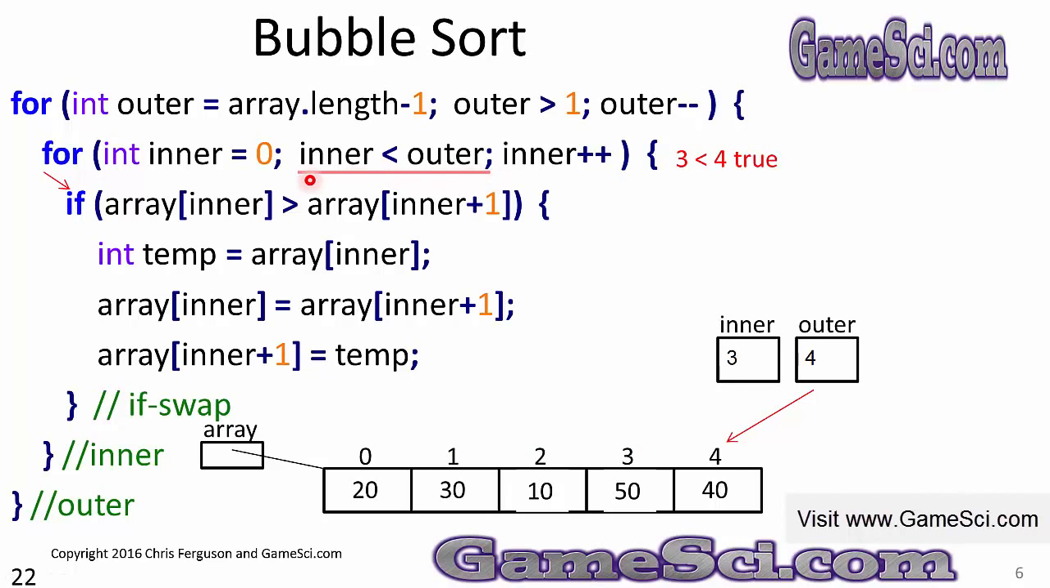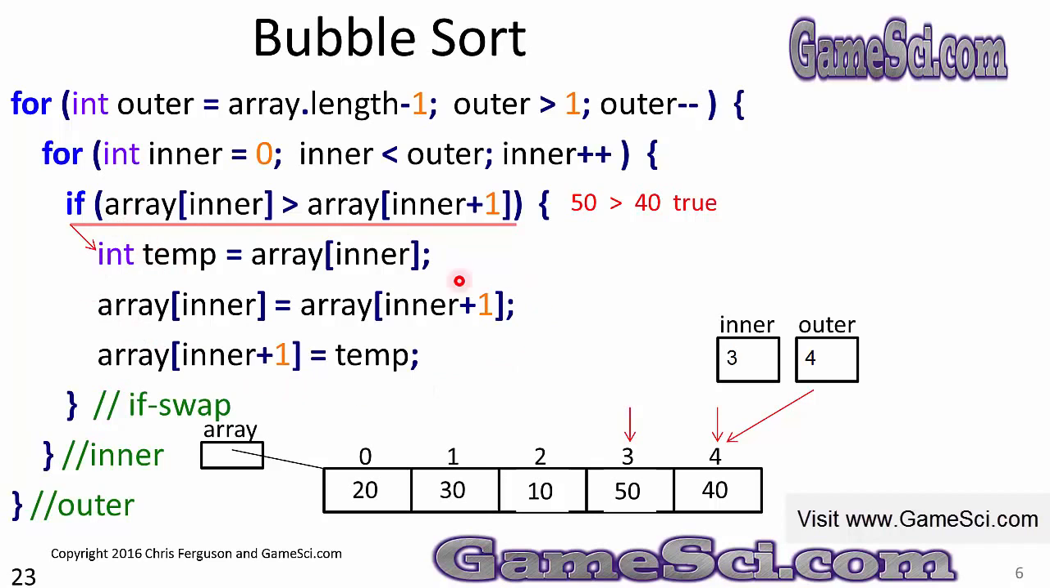As a true statement, we're going to go inside this loop and execute the if statement again. Array sub inner contains a 50. Is that greater than array sub inner plus 1? All we're doing is comparing adjacent numbers, and if they're out of order, we want this to be true. And that's the case. 50 and 40 are out of order, so the statement is true. We're going inside the if statement to do our swap.